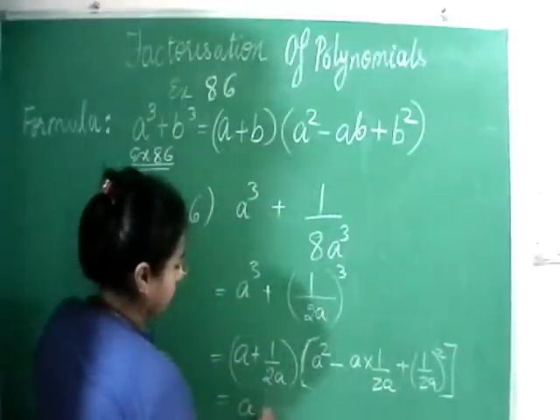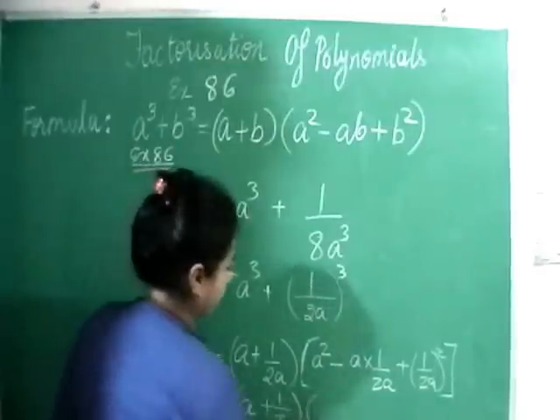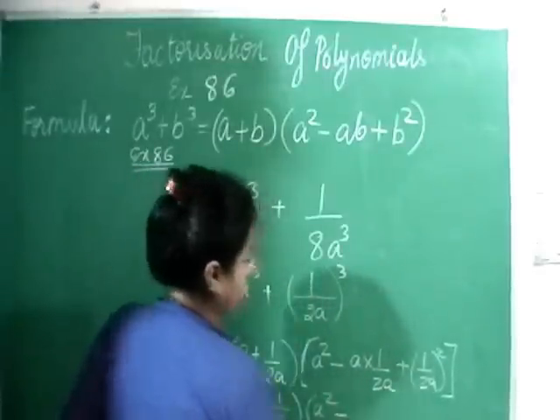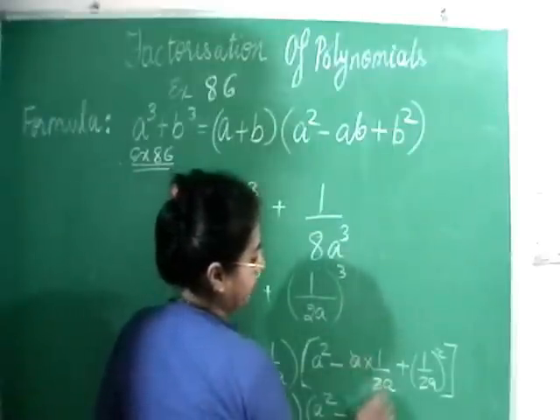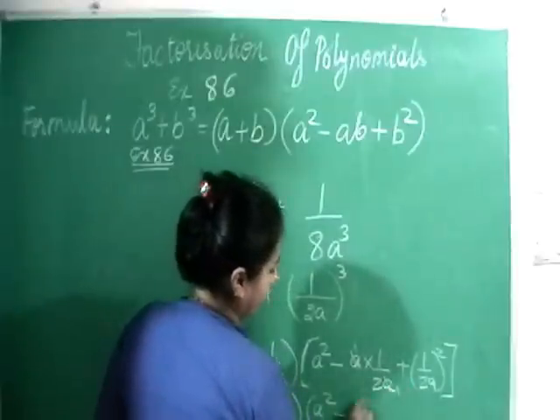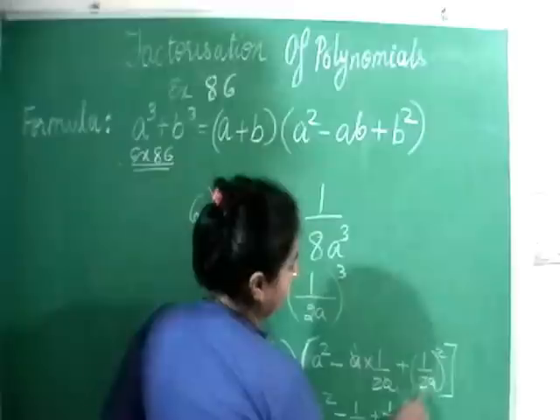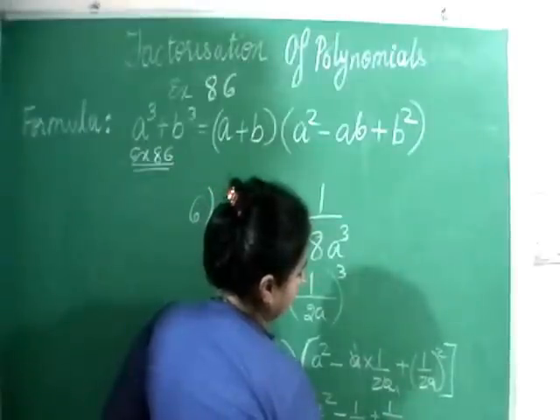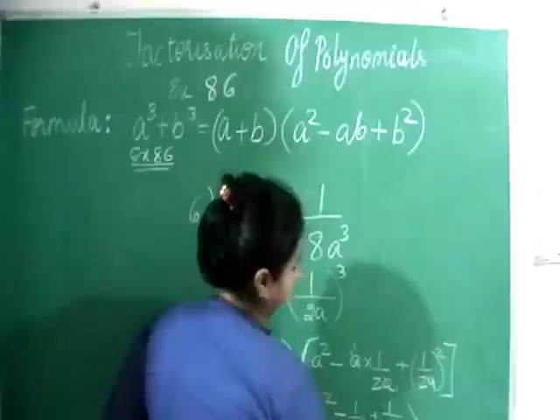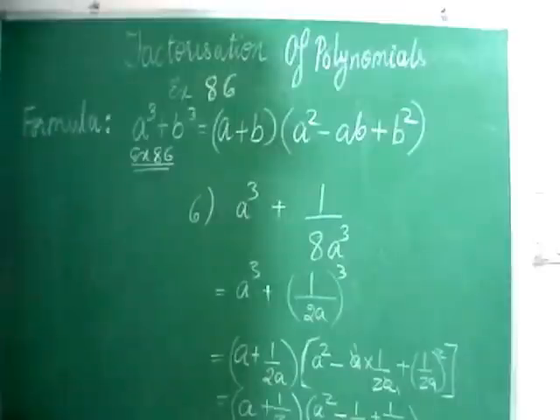So your answer will be a plus 1 upon 2a, a square minus, now look here, I can cut this a to a ones are a and I get 1 upon 2 plus 1 upon 4a square. So that was exercise 86.